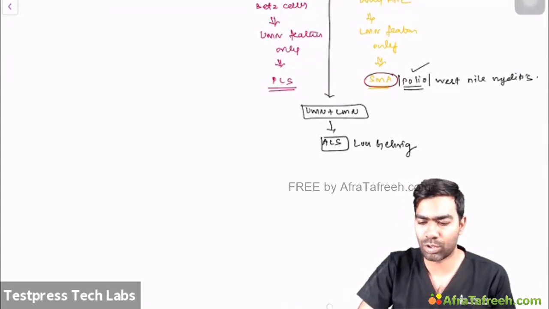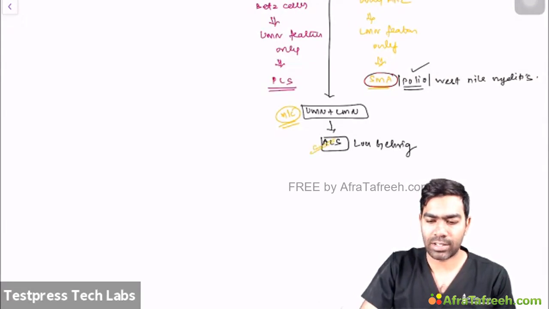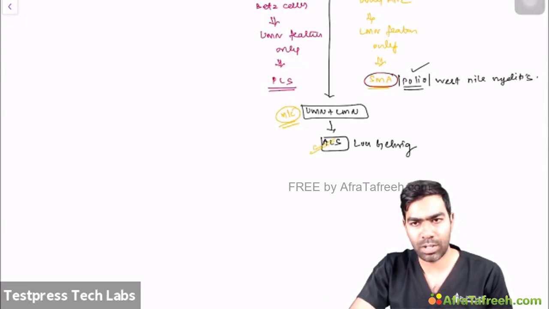If they ask you the most common MND in the world right now, that is amyotrophic lateral sclerosis only. The MND that is most common in the world, amyotrophic lateral sclerosis.